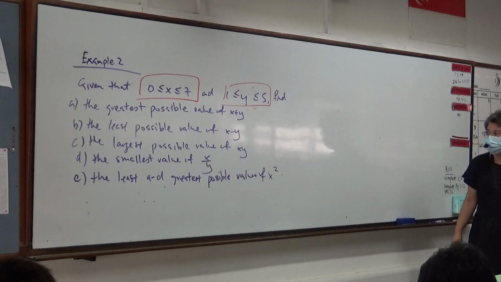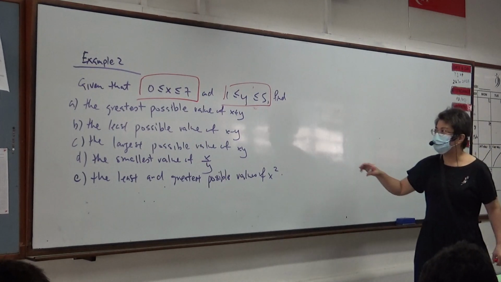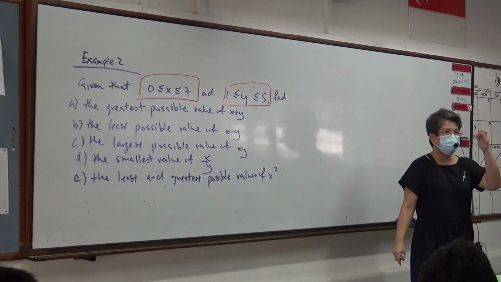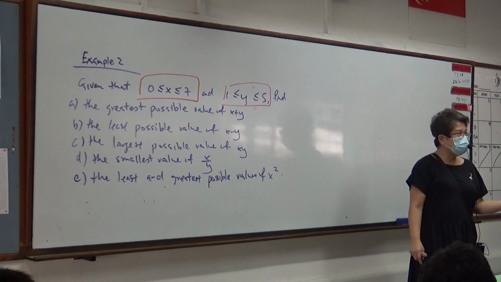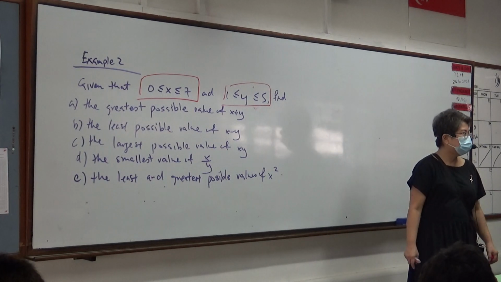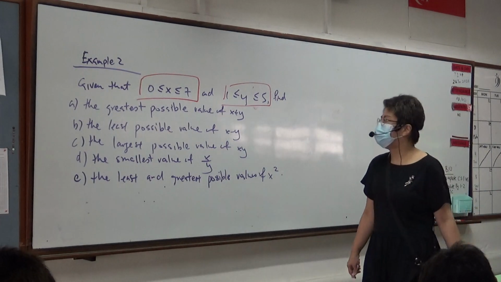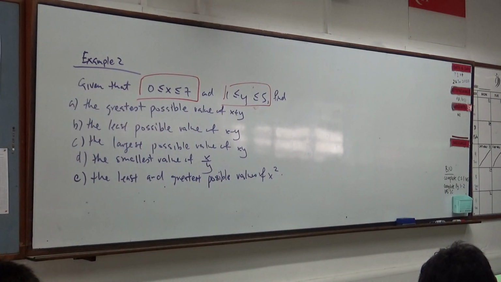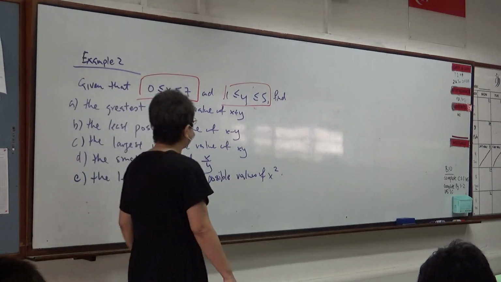Okay, let's take a look. Usually in the exam, all these are marked 1, 1, 1, 1, 1. It's either correct or wrong. But can you see that it's actually quite a number of marks? Okay, let's take a look at the first one. Given that, find the greatest possible value of x plus y.